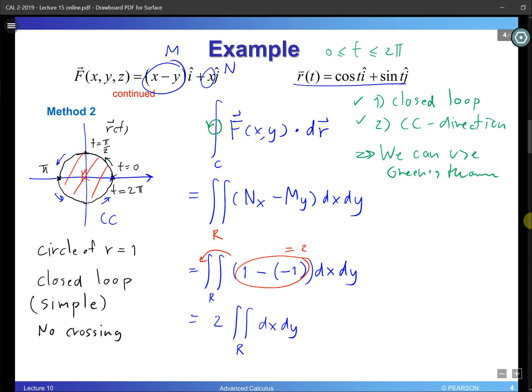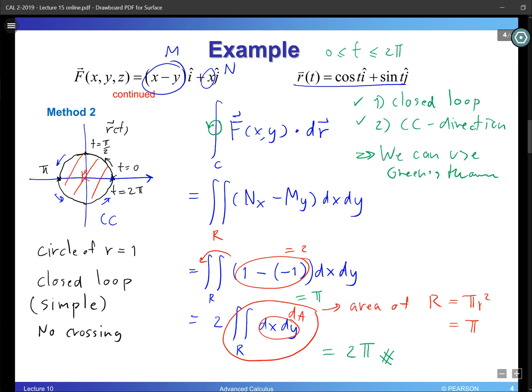So here this is dA. If you recall what we did in the double integrals, this is the differential area, and now we perform the double integrals on this area. The whole thing here is going to be the area of R, and in this case this is equal to pi r squared. This is a circle, right? And r is equal to 1, so this is equal to pi. So this whole chunk equals pi, which means that in the end we have 2 pi.